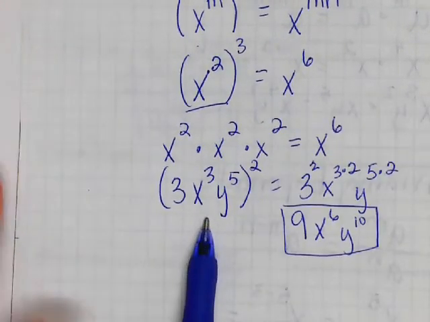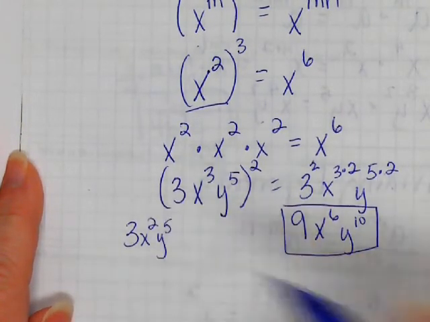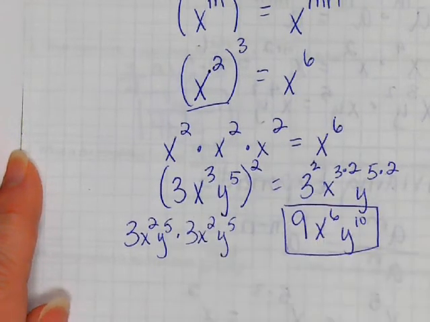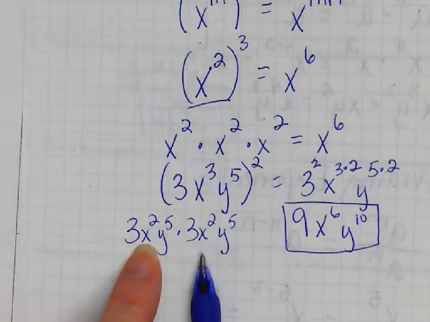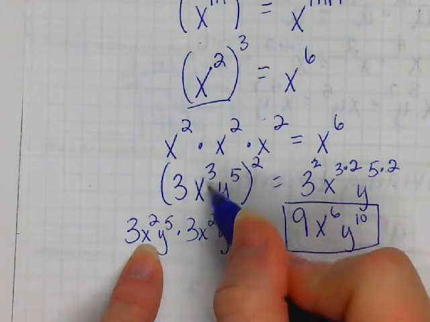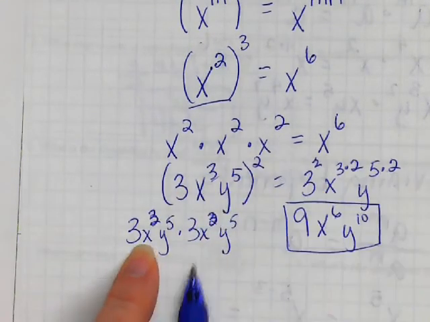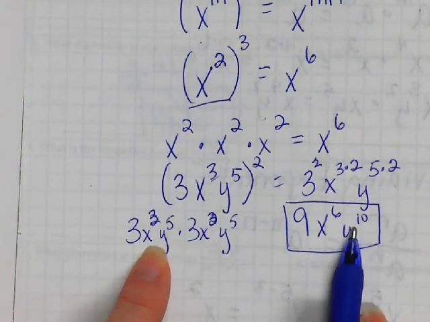If I listed that out, I would have 3x cubed y to the 5th times 3x cubed y to the 5th. So I've got 3 times 3, which is the 9. Oh, it's not squared, it's third. So x cubed and x cubed would give me x to the 6th, and y to the 5th, y to the 5th would give me y to the 10th.